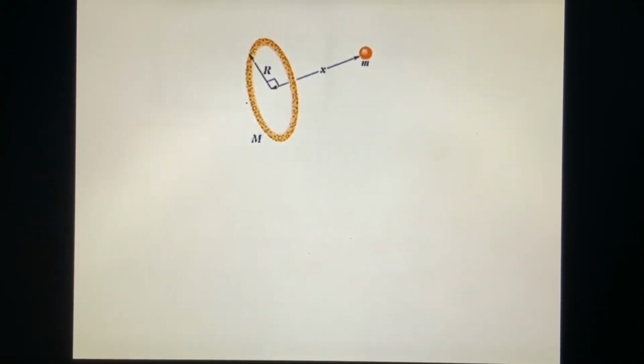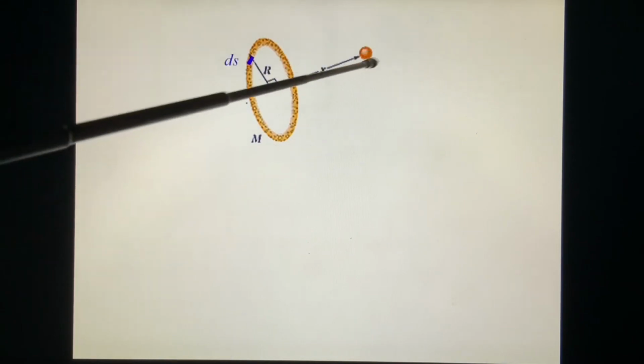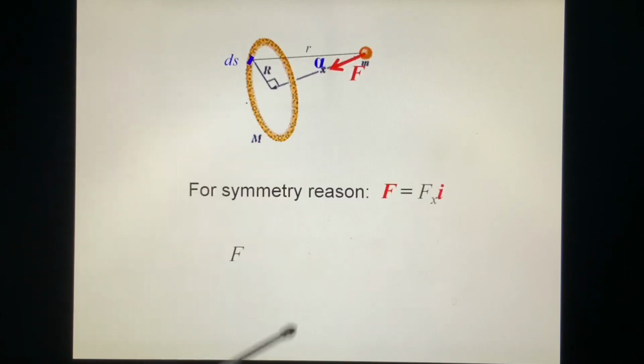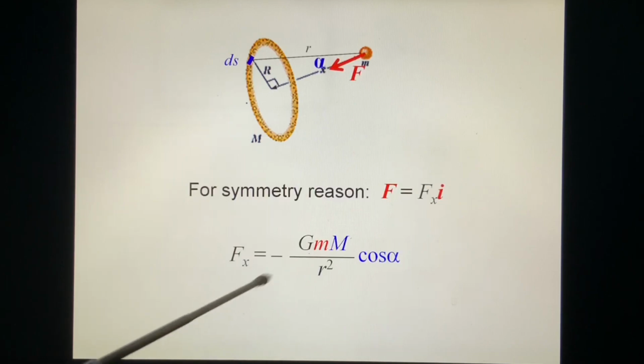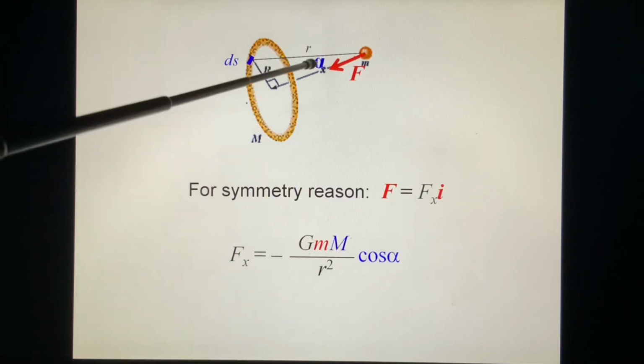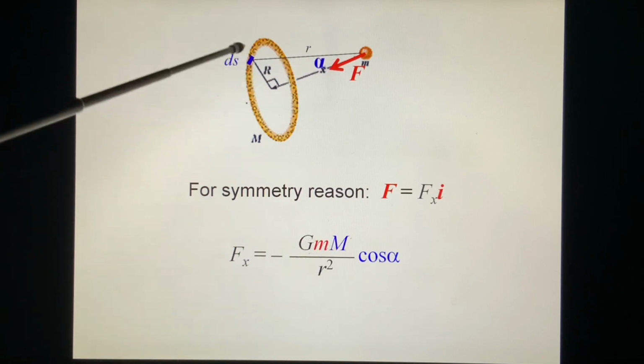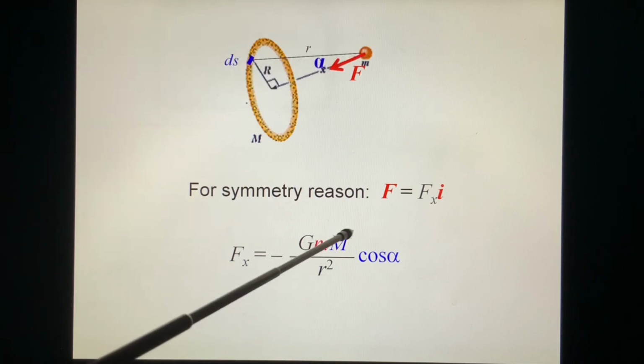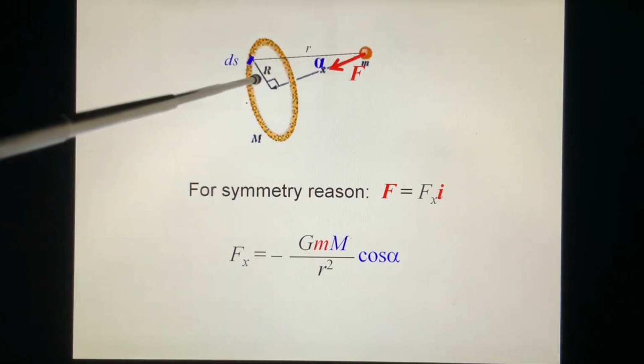Now we review. We use the result of the previous example. The ring acting on this one, the gravitation force is equal to minus GMm over r squared, cosine alpha. This is alpha. R is the distance from here to here. This m is the total mass of the ring. It's along this central force.